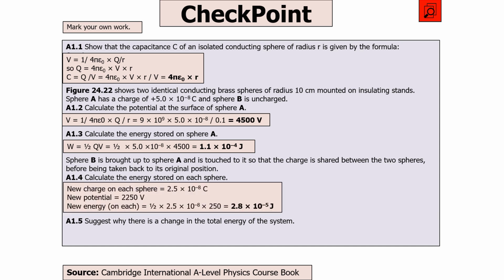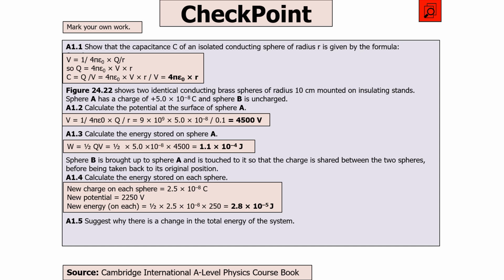In this next one, we know that the new charge on each sphere, because they've been touched, so they will share that charge equally, will be 2.5 times 10 to the minus 8 coulombs. Our new potential is therefore going to be 2,250 volts, because we're sharing the charge originally, so therefore it halves. So the new energy found on each of them is a half times QV. We've got a new value of Q and a new value of V, so we can work it through and we get 2.8 times 10 to the minus 5 joules.